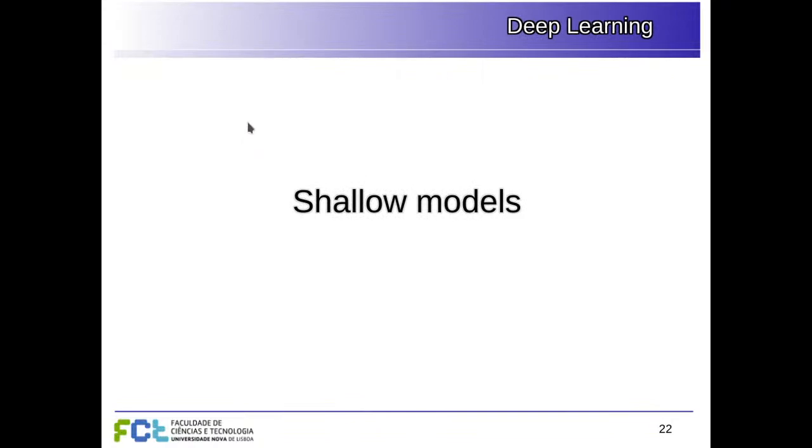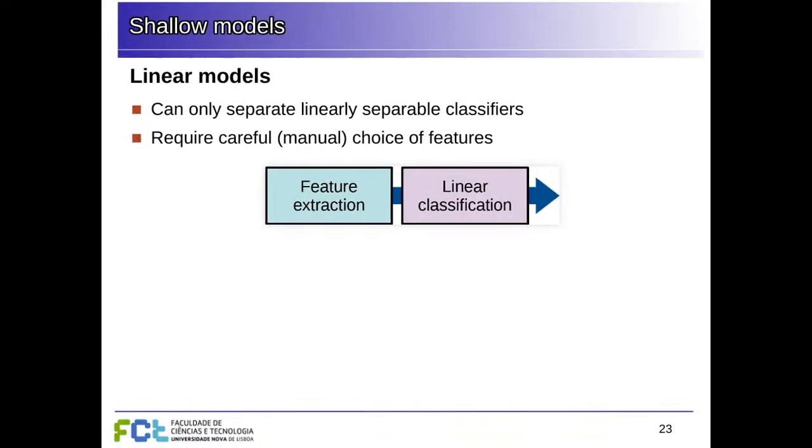Okay, so now how do these compare with the shallow models that we have? With the linear models, we are limited to just linear classification, and the idea is that we choose a set of features, we extract those from our raw data, and we present these features to the linear classifier, and it will work with those. This works well if we can really pinpoint what kind of features we want, and if the problem can be solved with a linear classifier.